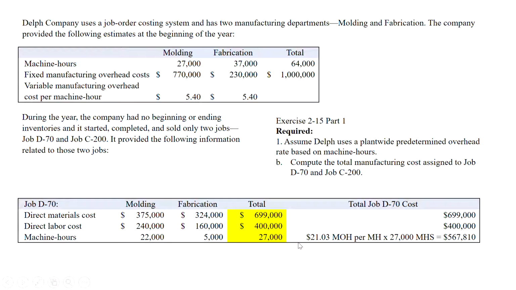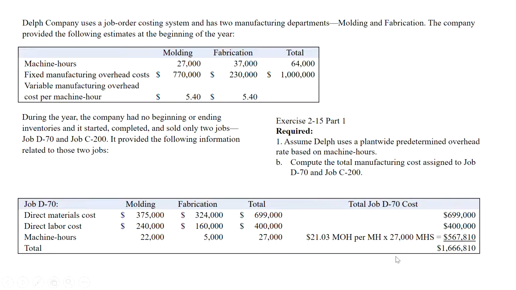I'll make a quick point here. Sometimes when you pull problems, there's coincidences. I don't know if you noticed that the machine hours for molding was 27,000 and the total actual machine hours for job D70 for both departments was also 27,000. That is just a coincidence. They have no commonality, purpose, or relationship. It is truly just a coincidence.